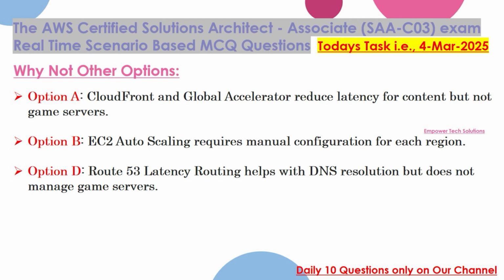Why not other options? Option A. CloudFront and Global Accelerator reduce latency for content but not game servers. Option B. EC2 Auto Scaling requires manual configuration for each region. Option D. Route 53 latency routing helps with DNS resolution but does not manage game servers.